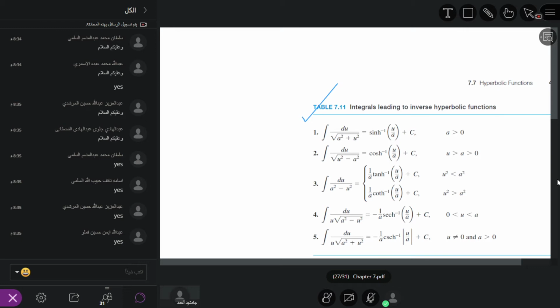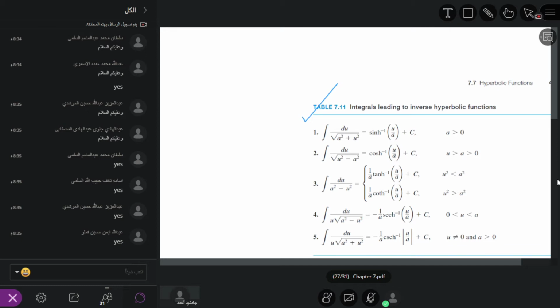The derivative of sine hyperbolic inverse x is equal to 1 divided by square root of 1 plus x square. Also, we discussed the derivative of cosine hyperbolic inverse x, which is 1 divided by square root of x square minus 1. Also, we discussed the derivatives of tan hyperbolic inverse x, cotangent hyperbolic inverse x, sec hyperbolic inverse x, and cosec hyperbolic inverse x. So today we discuss the integral leading to the inverse hyperbolic functions.